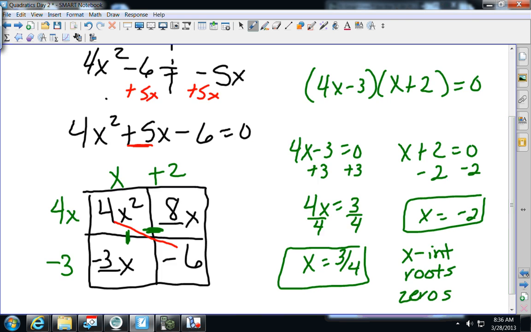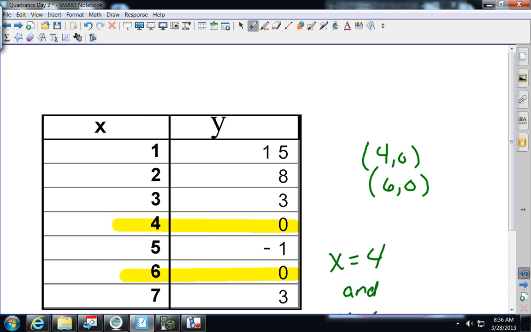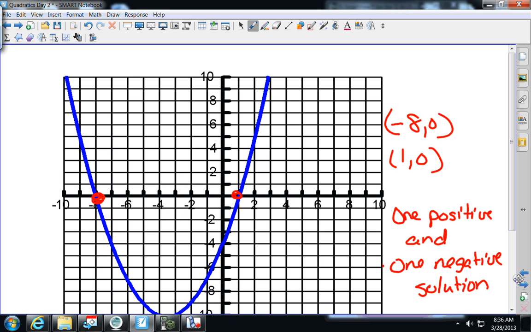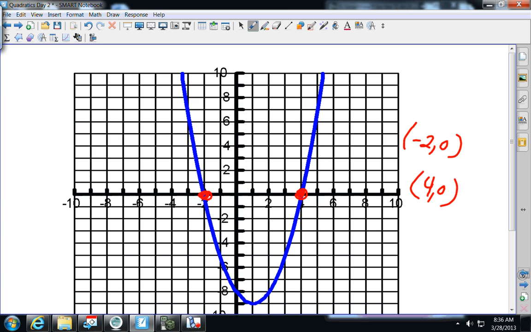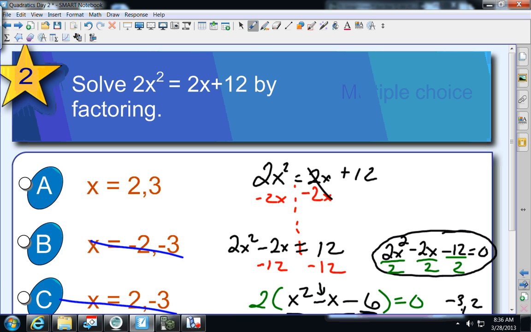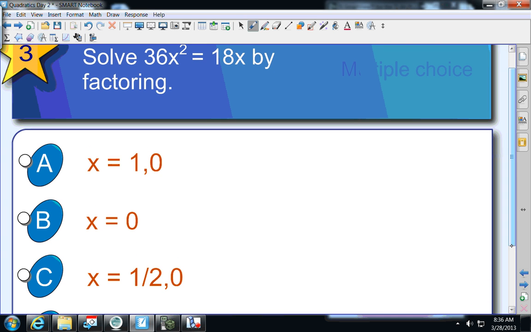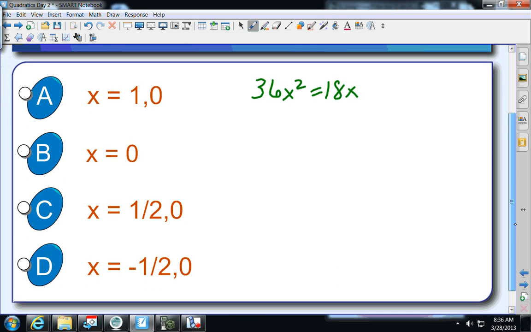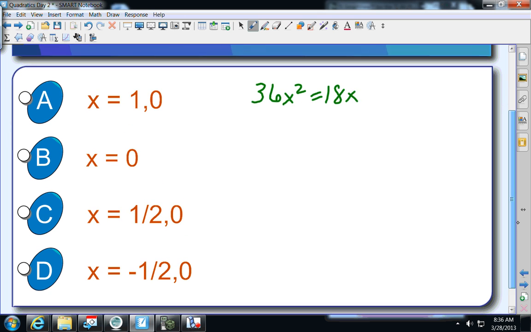Let's go back a sec, because I think I skipped those two other than if it was just time. Let's go back here and have a couple more practice ones. There we go. Let's start with this one. It says solve 36x squared equals 18x. It says solve by factoring.